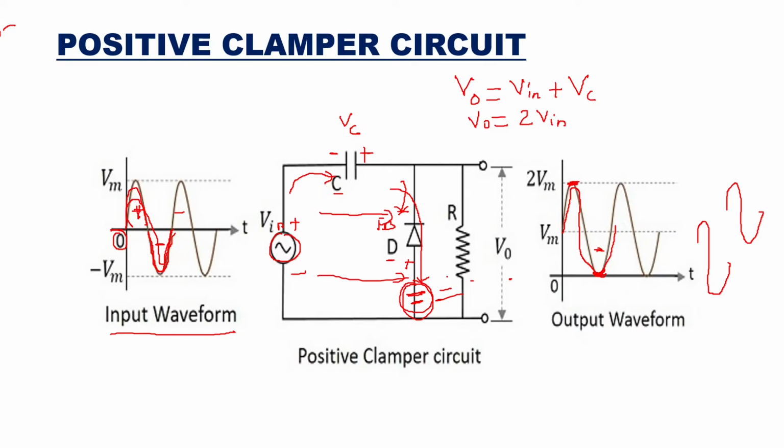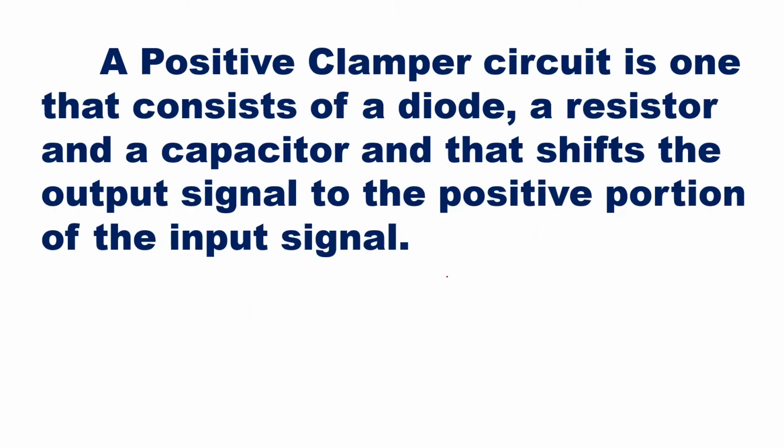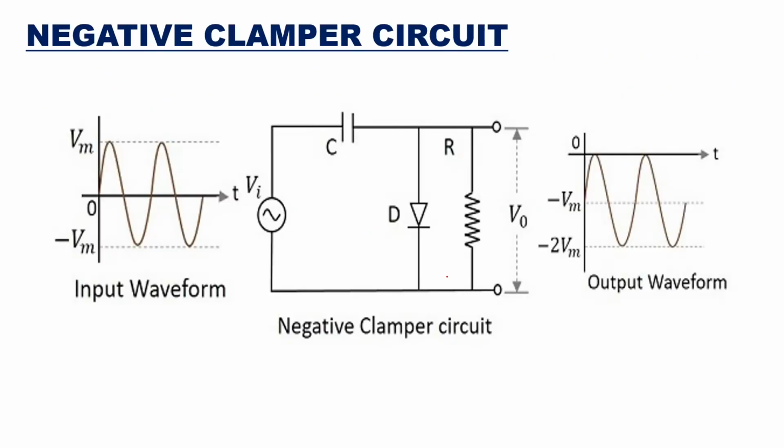Okay. So here, a positive clamper circuit is one that consists of a diode, a resistor, and a capacitor, and that shifts the output signal to the positive portion of the input signal. And then we'll go on to see what a negative clamper is.